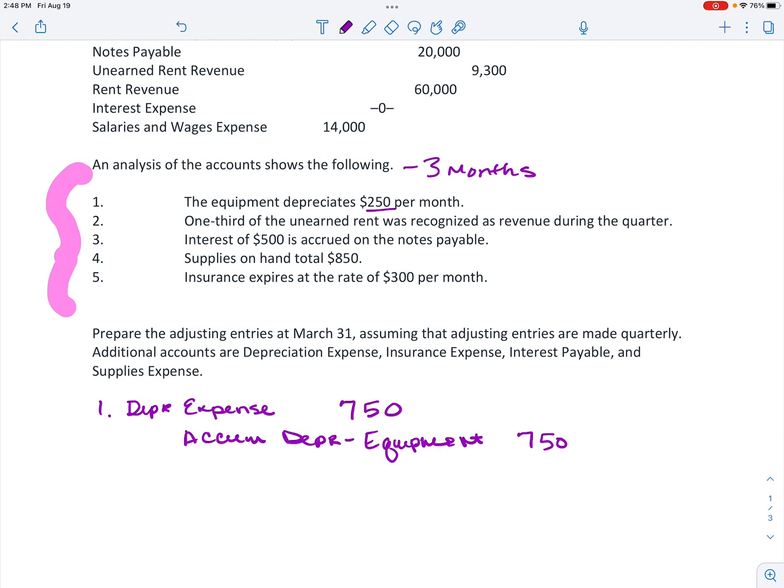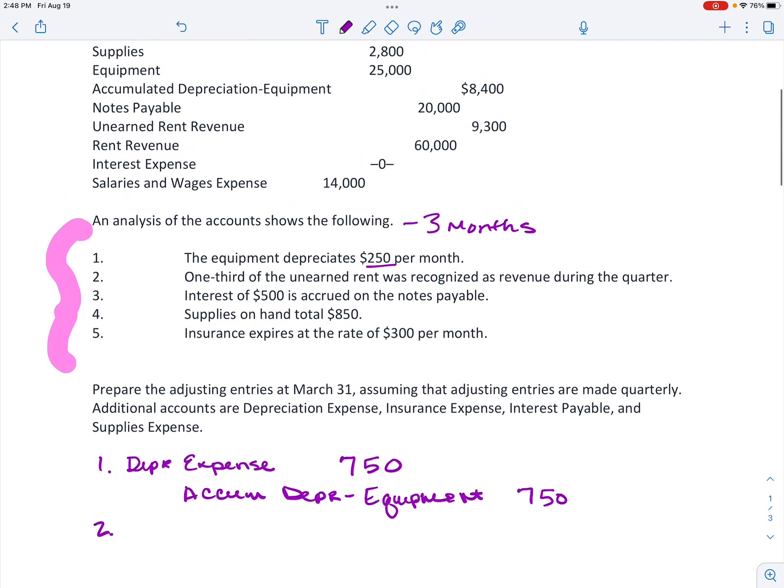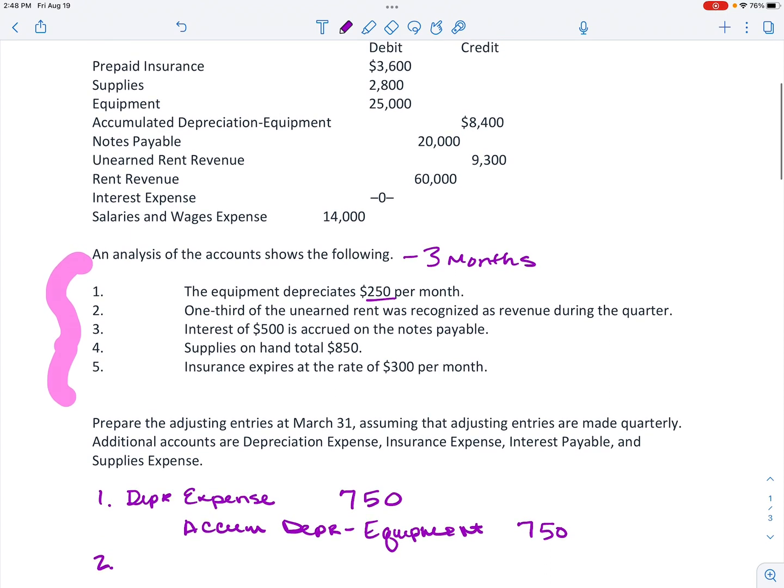In number 2, it says that 1/3 of the unearned rent has been recognized. So we'll have to come back up here, look for that unearned rent account, which is right here. We're going to take that $9,300. And since 1/3 has been recognized, we'll divide that by 3, which should equal $3,100.